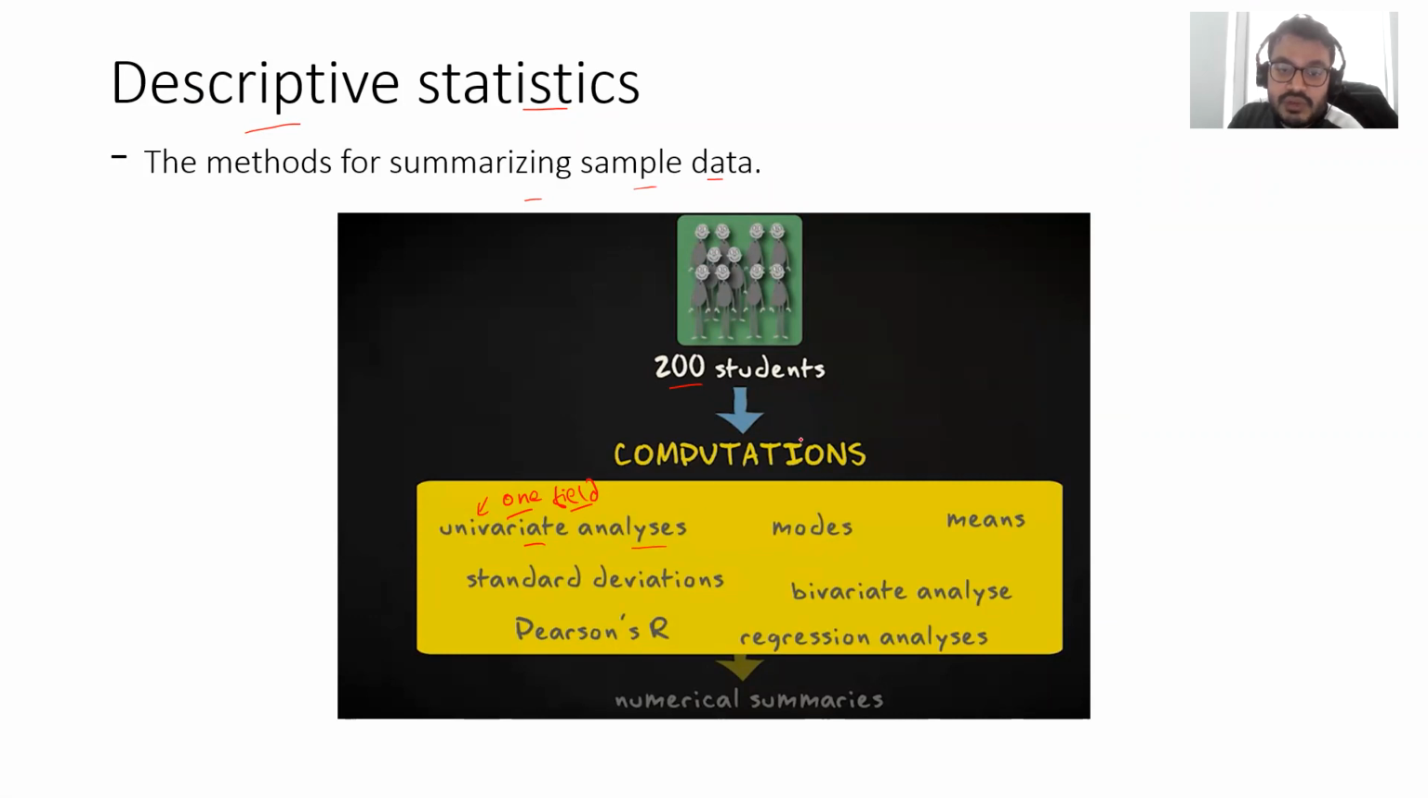In univariate analysis, we can calculate mode, mean, and standard deviation. Likewise, bivariate means more than one field. In bivariate analysis, we usually calculate Pearson's r and do regression analysis. These are all referred to as descriptive statistics, because we are summarizing our sample data.